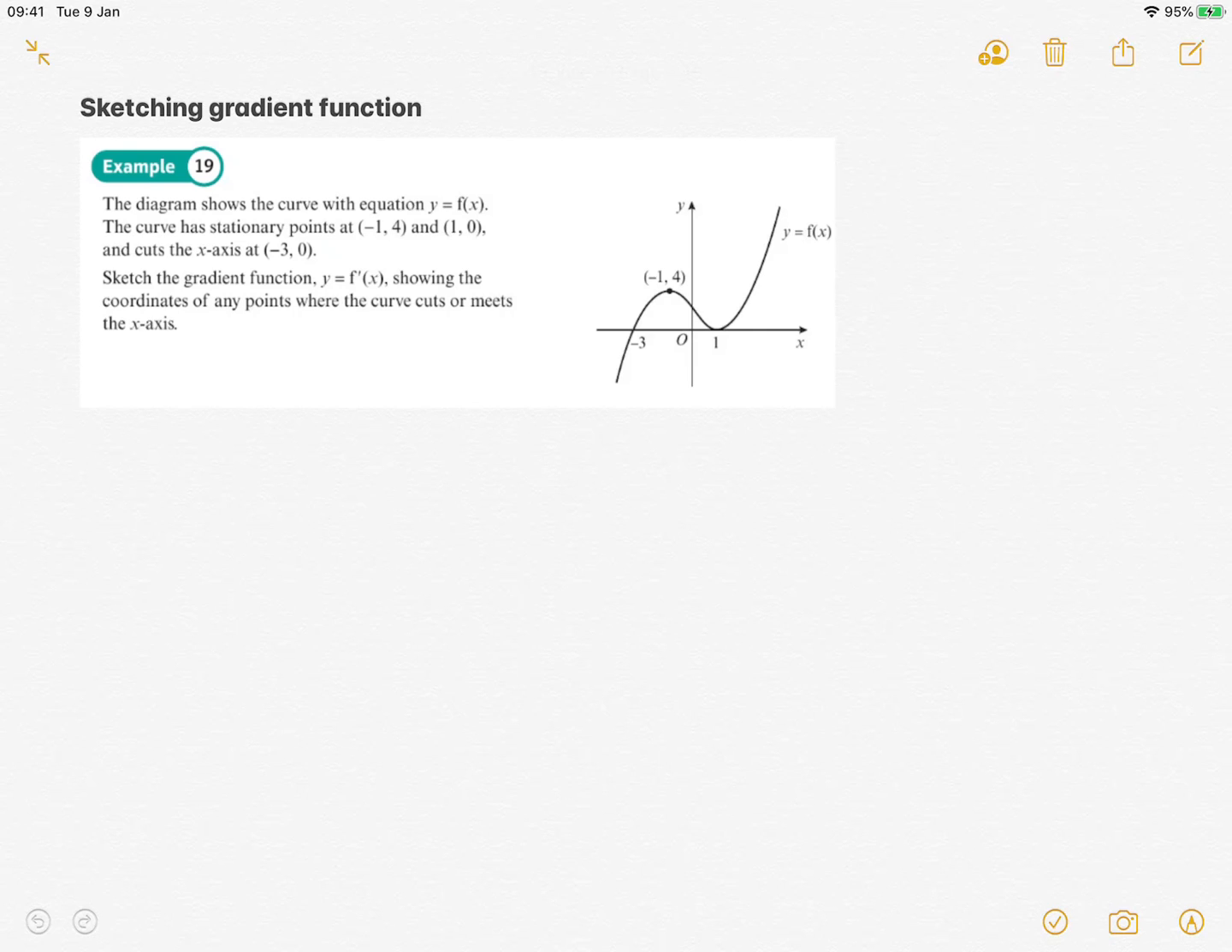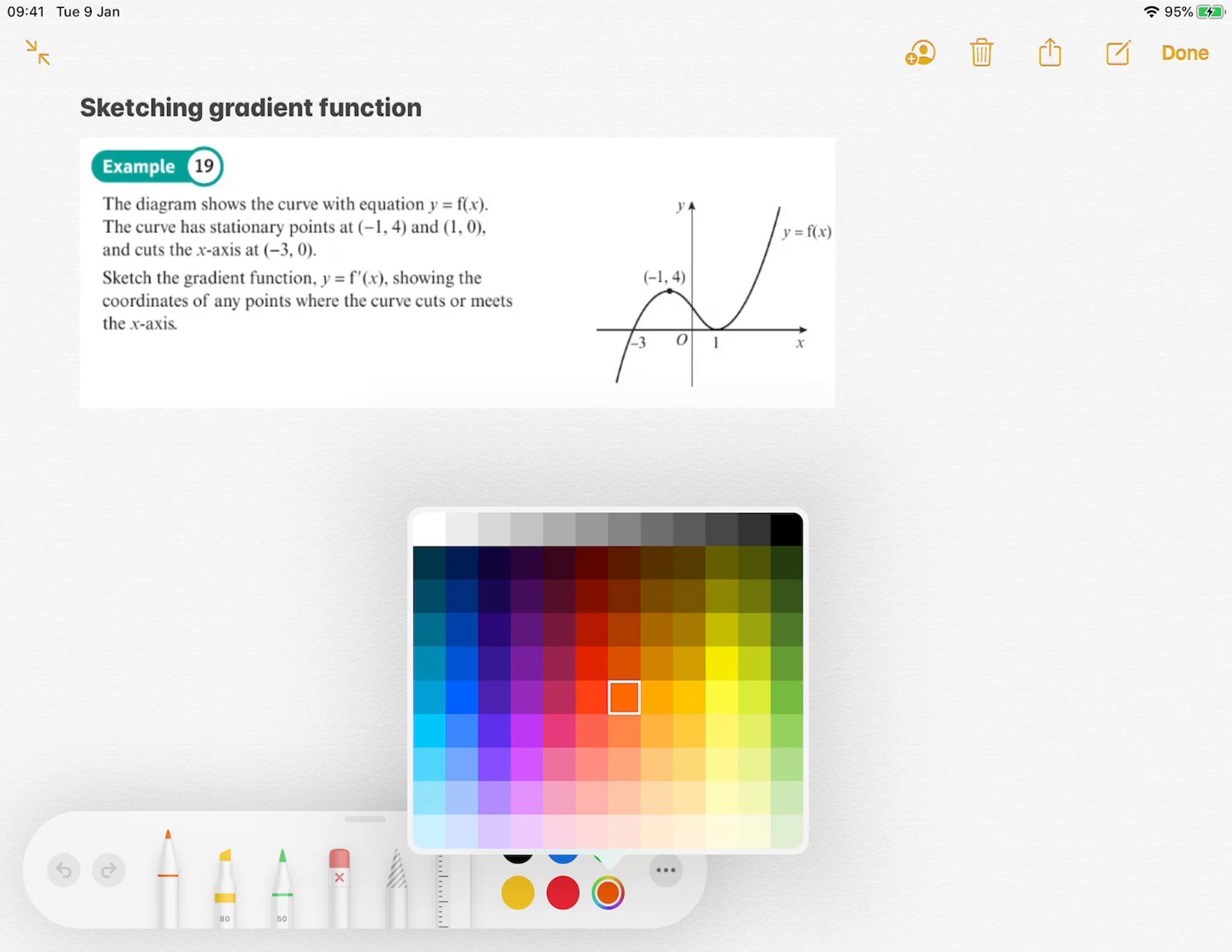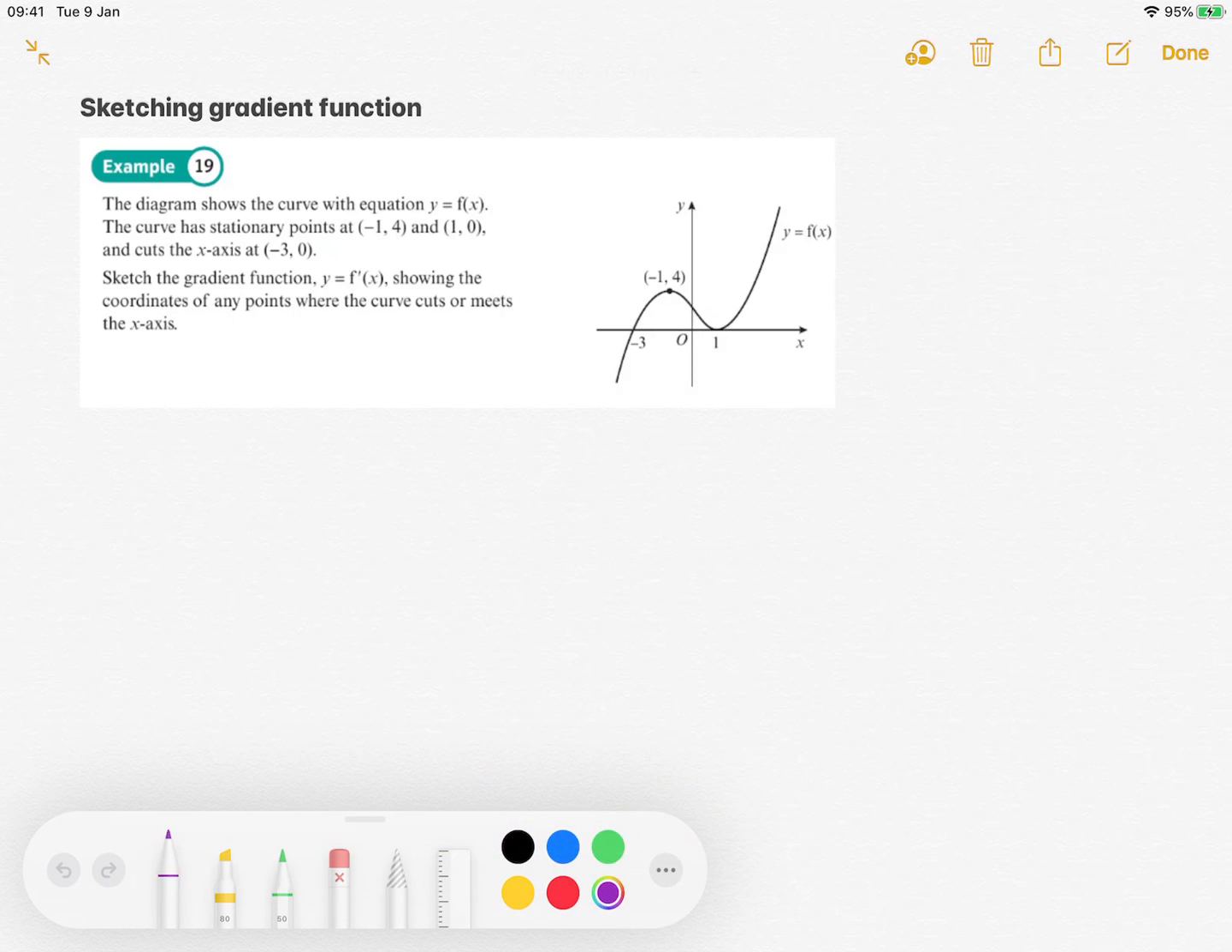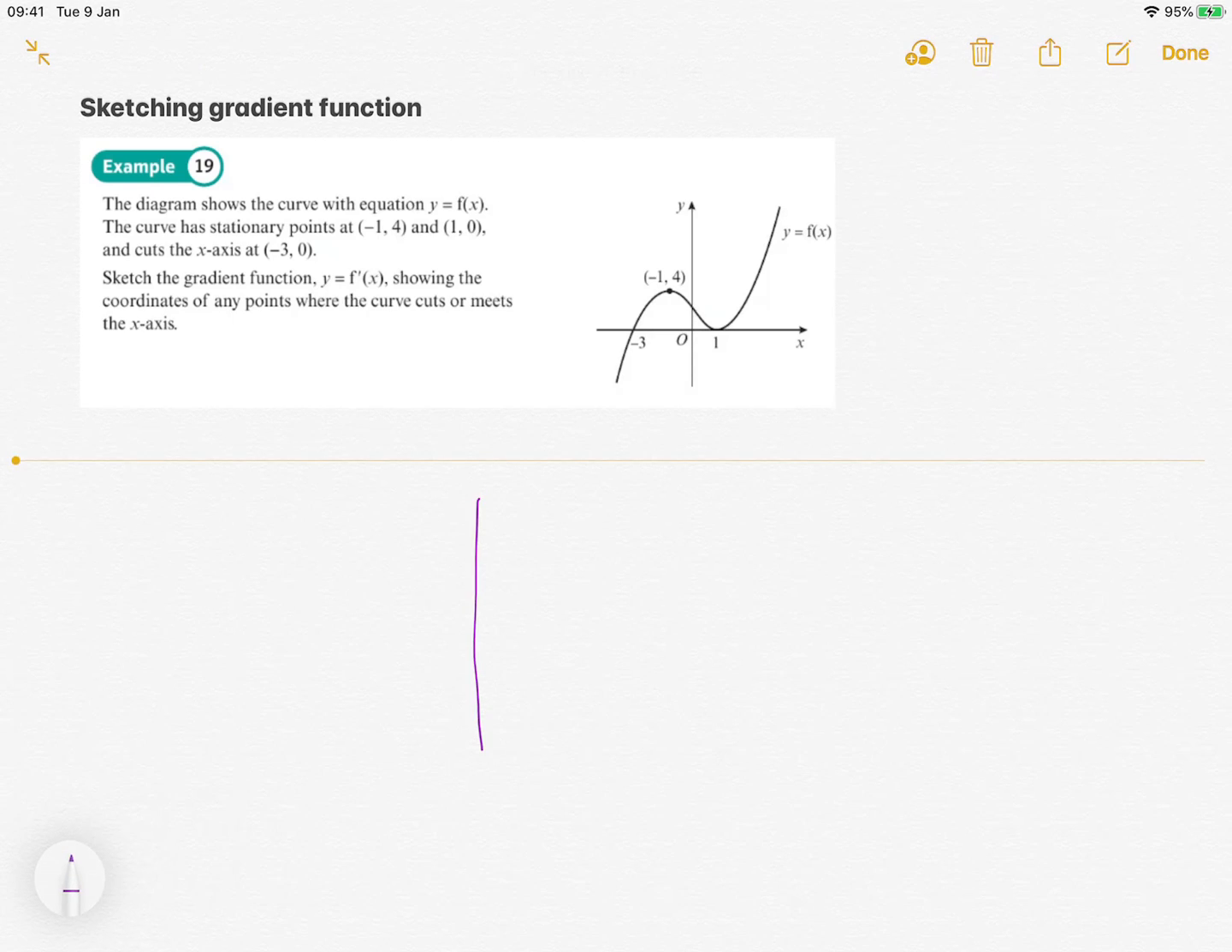So the diagram shows a curve with y equals f(x). The curve has stationary points at (-1, 4) and (1, 0) and cuts the x-axis at (-3, 0). Sketch the gradient function showing the coordinates of any points where the curve cuts or meets the x-axis. So what I'm going to do first of all is just draw that out again.